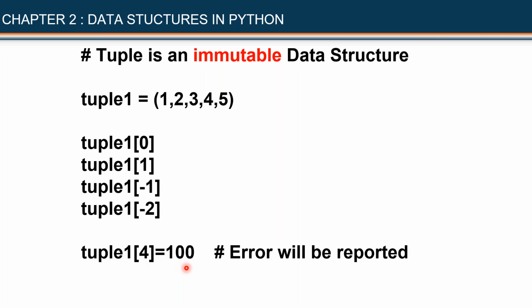Now this, when I try to execute this line, I will get error. Why? Now why do I tell the computer assign 100 to the fourth position? 0th position, first position, second position, third position, fourth position. So what do I tell the computer? Replace this value 5 by 100. But you know very well, tuple is immutable. What does that mean? At the time of definition, I define tuple 1 in this way. Once I define it this way, at a later stage, I cannot change this value or this value or this value or this value or this value. If I try to make a change, error will be reported.